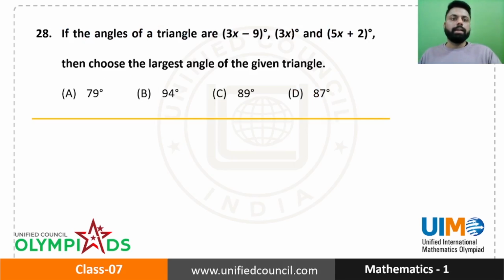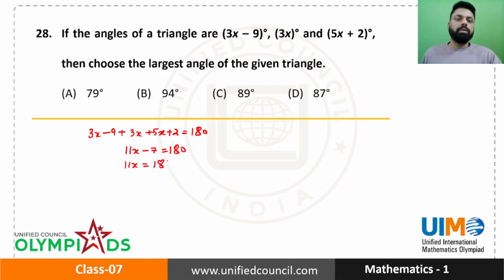If the angles of the triangle are given, choose the largest angle. So if these are the angles, 3x plus 3x minus 9 plus 5x plus 2 is equal to 180 degrees. 3 plus 3, 6 plus 5, 11x minus 7 is equal to 180 degrees. 11x is equal to 187. X is equal to 187 upon 11, that is 17. So one angle is 3x minus 9.